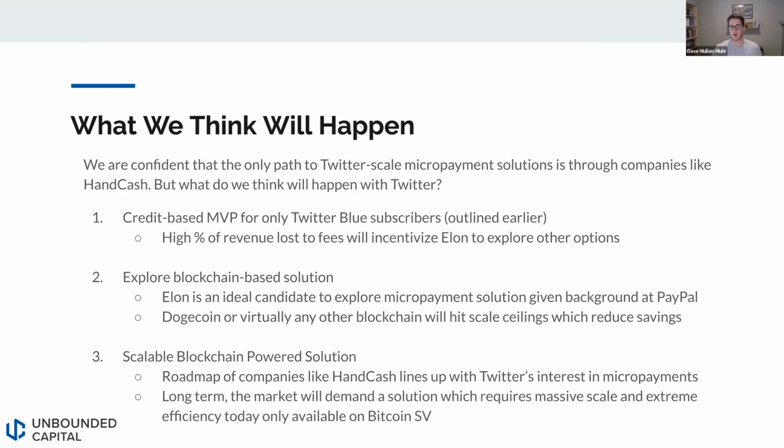So long term, I think the market is going to demand a solution which has this type of user experience, and that's going to require massive scale and extreme efficiency, which is core to the Unbounded Capital thesis of focusing on blockchains which deliver that. Today, we're confident that this is really only possible on Bitcoin SV. There are other companies that are exploring alternate layer 1 solutions like Aldea that we're watching closely. But long-term, a highly scalable and highly efficient blockchain, I think, will be core to what Twitter will use for this type of solution.